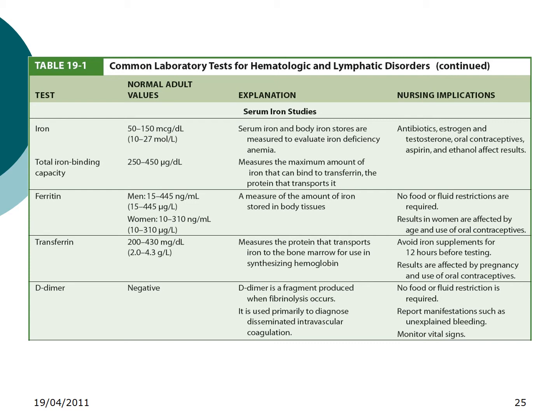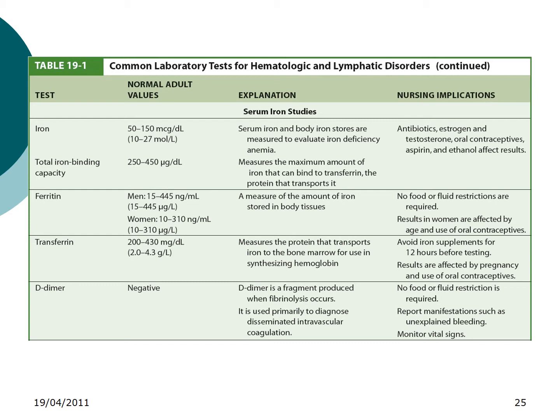Iron is also another hematologic test that we do, right? Total iron binding capacity and iron. So pretty much, the body stores iron and we measure it to evaluate if there's iron deficiency. The things you need to know about the iron is that antibiotics, estrogen, testosterone, oral contraceptives, aspirin and ethanol would affect the result.